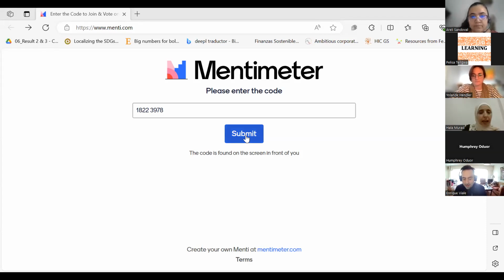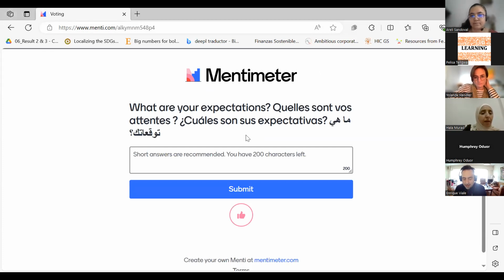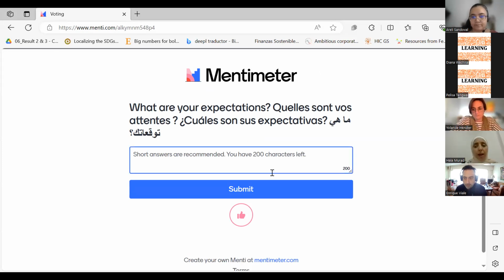Okay, this is how it will look like. The screen is going to look like that. You will put your password and then you will find the question. What are your expectations? So you will find that the question is already in the 4 languages.